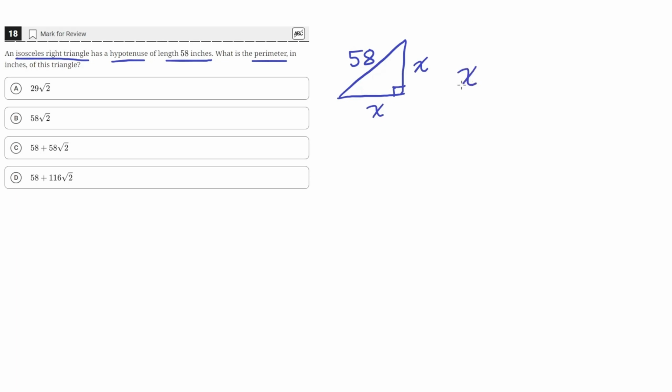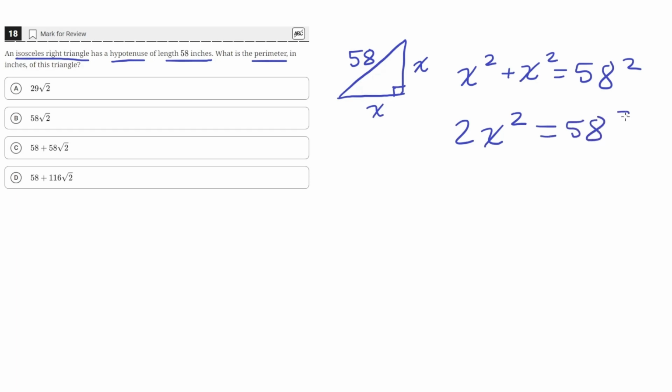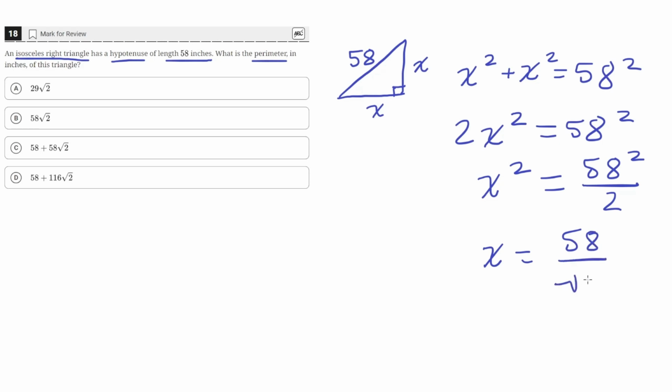So then using the Pythagorean theorem, we know that x squared plus x squared is equal to 58 squared. The sum of the square of the legs is equal to the square of the hypotenuse. So we can just combine these two like terms to get 2x squared equals 58 squared. And then we can divide both sides by 2 to get x squared equals 58 squared over 2. And then take the square root, so we get x equals 58 over square root 2. So the length of both of these legs is 58 over square root 2.